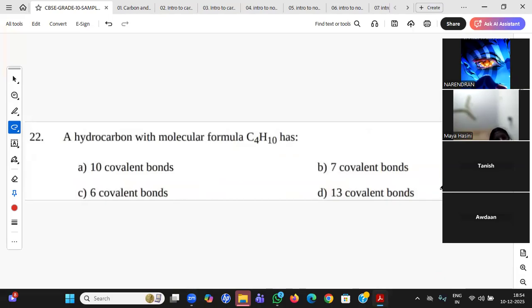The hydrocarbon with molecular formula C4H10 has. So if you are doing these 50 questions, more than enough for your final paper, student. That will be definitely 95% we are covering. 70% we covered already during our session. 25% we are covering during revision and sample paper discussion.